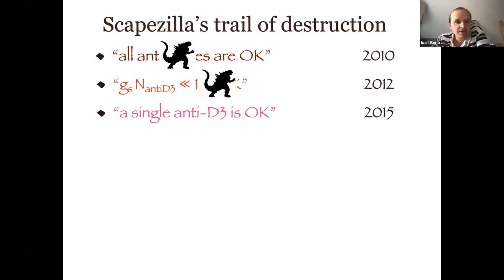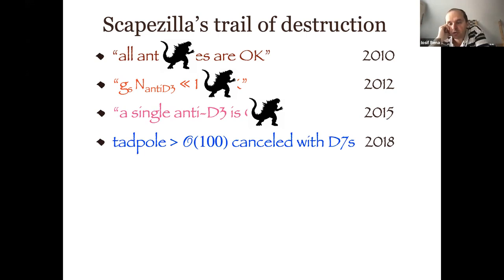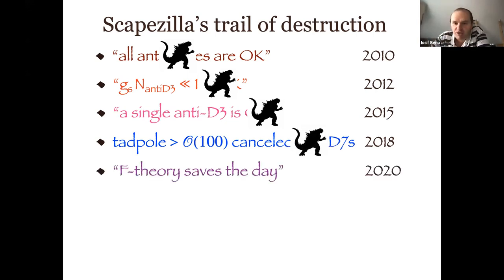Then people said, yes, a single antibrane is okay. But then we showed that a single antibrane is not okay unless you have a huge throat with a large charge contribution. Then people said, no problem, we can cancel this with seven-branes and so forth. But again, we showed that you cannot cancel this with seven-branes either. And then people said, maybe you can go to F-theory and there will be a miracle, F-theory has a huge negative tadpole and so forth. But this didn't happen either.